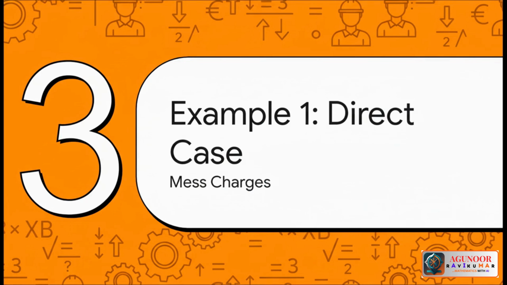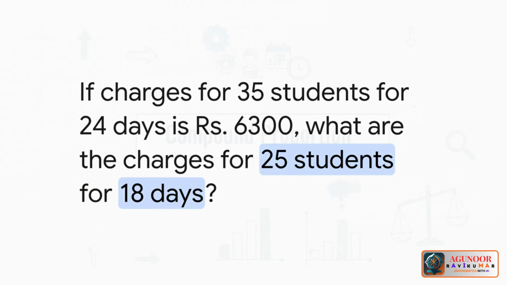Okay, time to put our new method into practice. We'll start off with an example where all the relationships are direct, just to get the hang of it. All right, here's our first problem. We know the cost for 35 students over 24 days. The question is, what's the cost for a different number of students and for a different number of days? So the thing we're trying to find, our x, is the final charge in rupees.